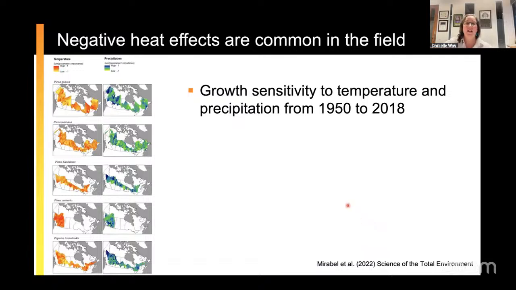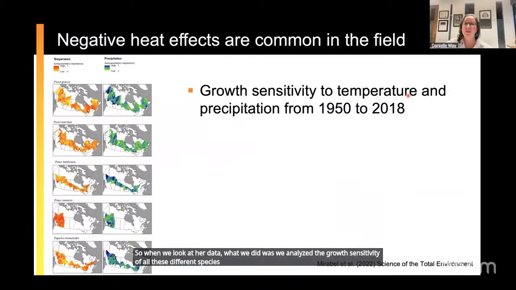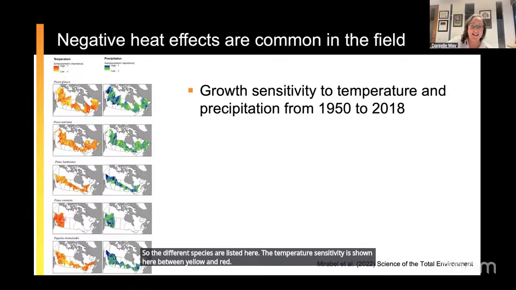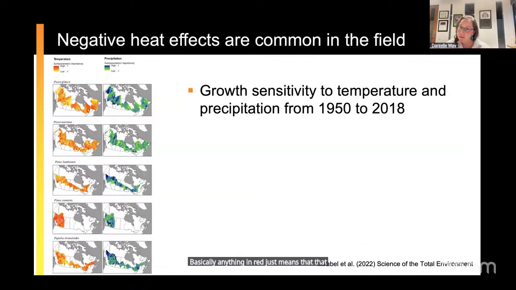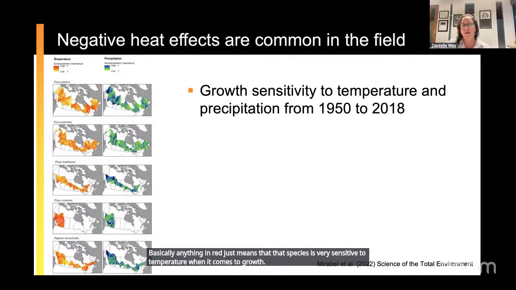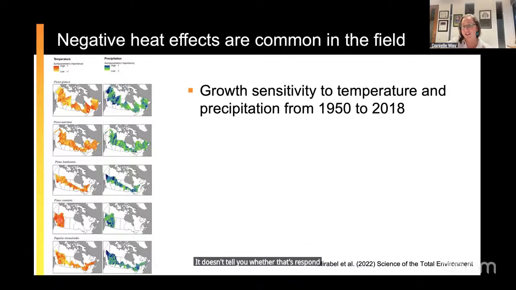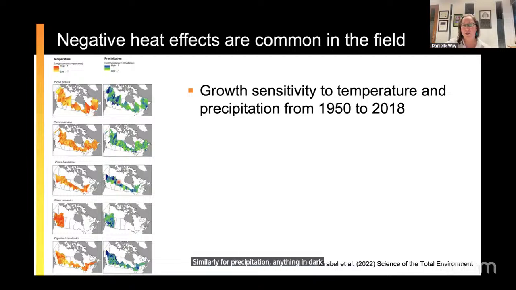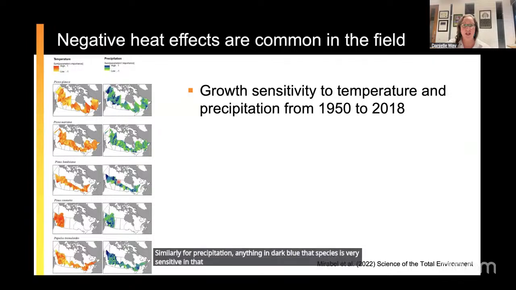So when we look at her data, what we did was we analyzed the growth sensitivity of all these different species to changes in temperature and also precipitation since about 1950. The different species are listed here. The temperature sensitivity is shown here between yellow and red. Basically, anything in red just means that that species is very sensitive to temperature when it comes to growth. It doesn't tell you whether that's responding positively or negatively, just that it's sensitive. Similarly, for precipitation, anything in dark blue, that species is very sensitive in that region to changes in water availability.